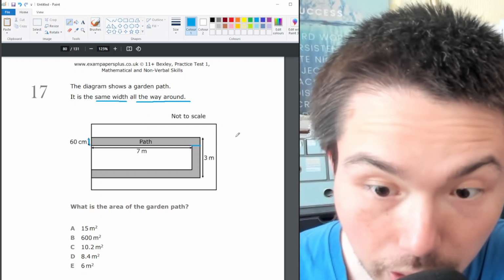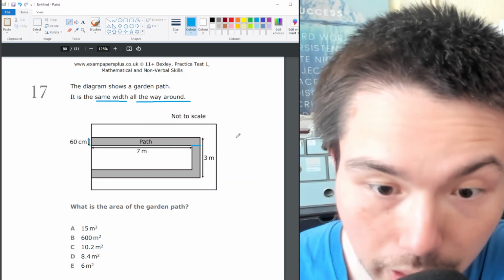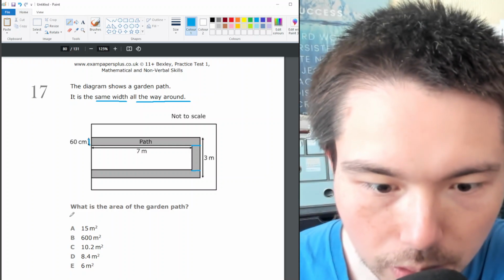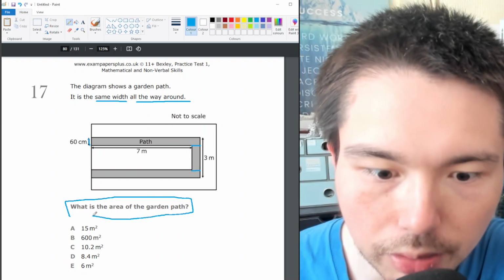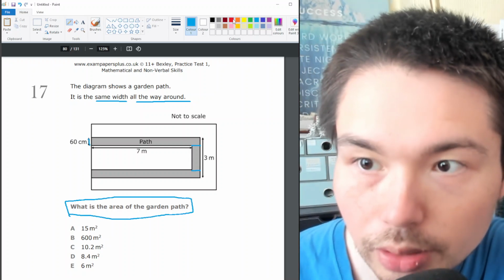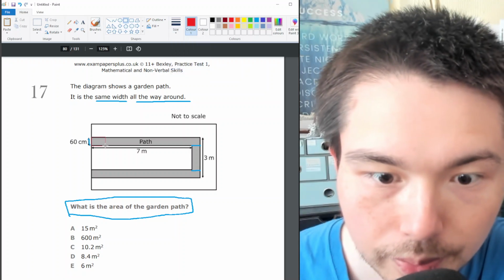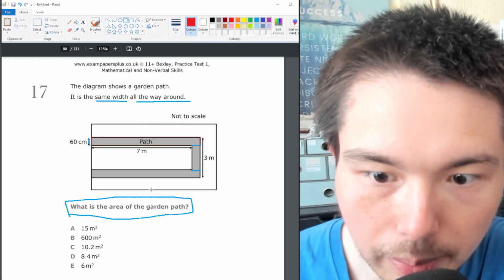Every time you see this grey path, well, just split it up into rectangles. It's good. 60 centimeters there as well. What's the area of the garden path? That's the grey bit. Let's go one part at a time. Job done.